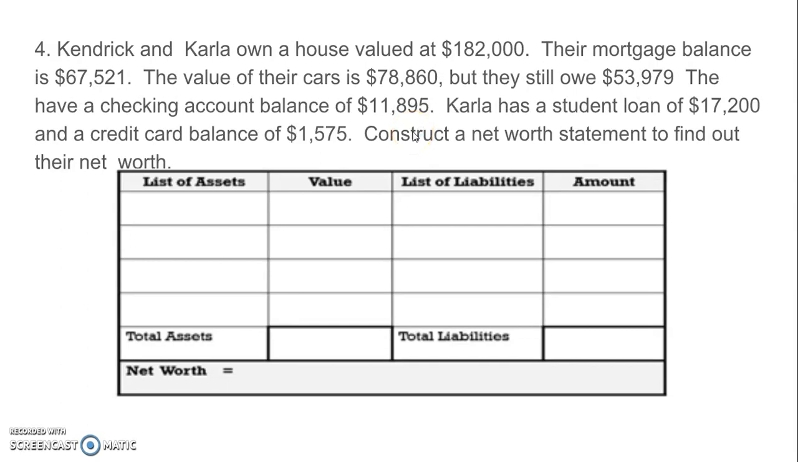All right, I'll let you guys go ahead and do number 4. Kendrick and Carla own a house valued at $182,000. Their mortgage balance is $67,521. The value of their cars is $78,860, but they still owe $53,979. They have a checking account balance of $11,895. Carla has a student loan of $7,200 and a credit card balance of $1,575.